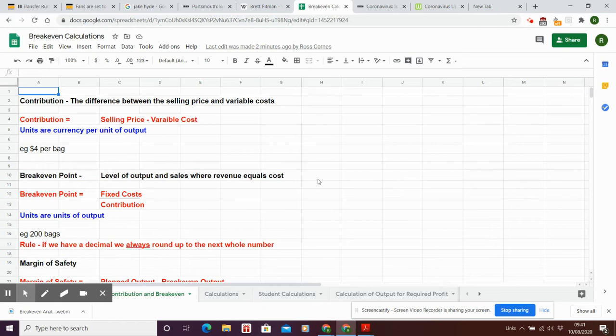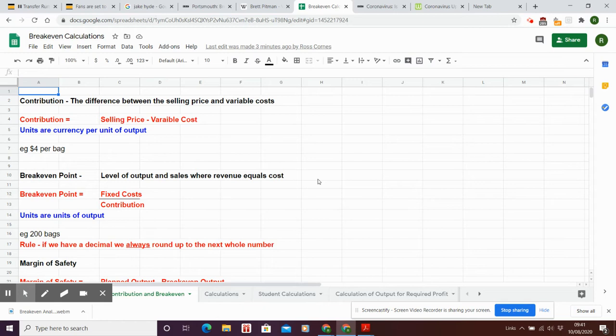And the first thing we're always going to need to calculate is the contribution. And the contribution you can define as the difference between the selling price and the variable costs. And that difference will then either be used to cover the fixed costs of the firm, and once you have sufficient contribution to have covered all the fixed costs of the firm, then it will be used to generate profit.